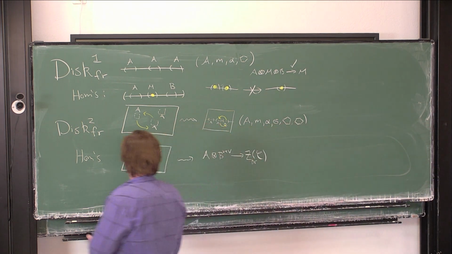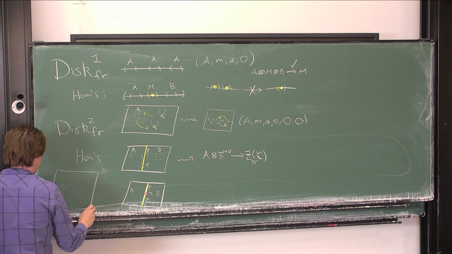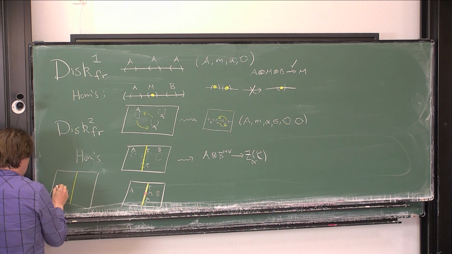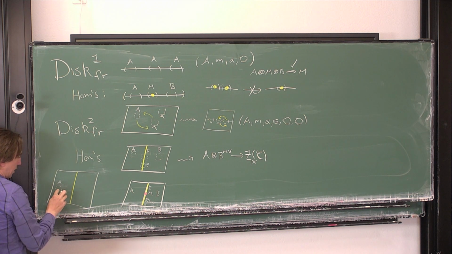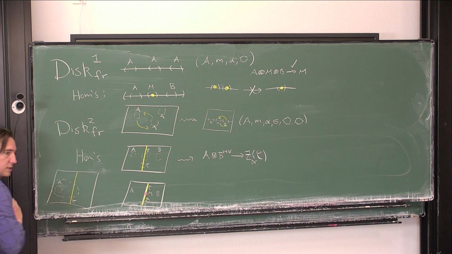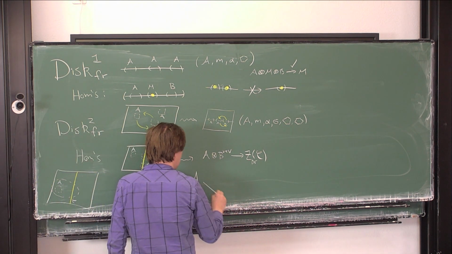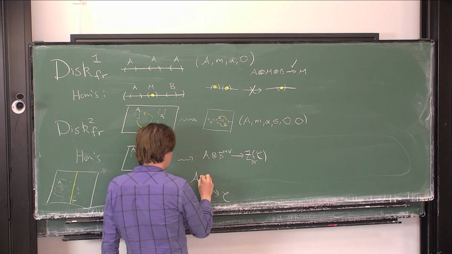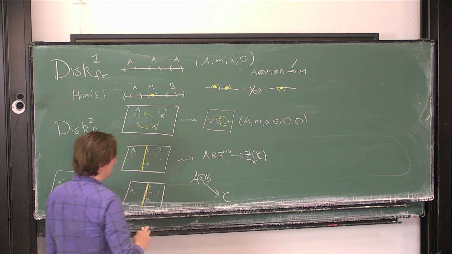But there's more, because there's more data here. So let me just draw this picture again. If I have an A disk, I can take this A disk and include it inside this C disk. So that gives me a functor from A to C. I have a similar functor from B to C. I can combine those together to get a functor from A tensor B to C.